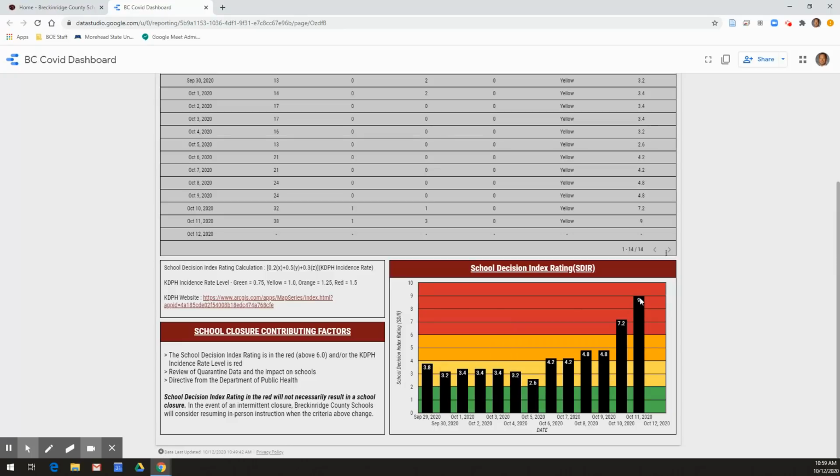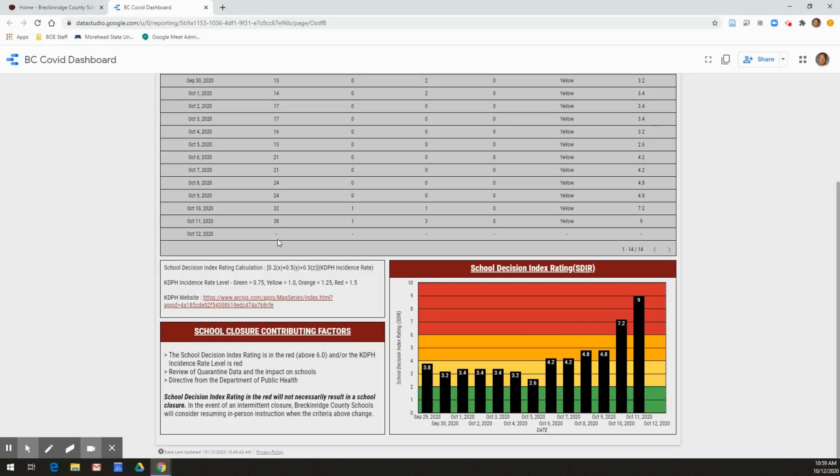Keep in mind that just because our SDIR is in the red does not necessarily mean that we're going to cancel school. What it means, though, is that's a conversation that we have to have, and we are monitoring the situation. So when you see that we're in the red area, you need to be thinking about, what will I do if we do not have in-person instruction? Childcare is something to be thinking about. And right now, certainly we need to be thinking about that.